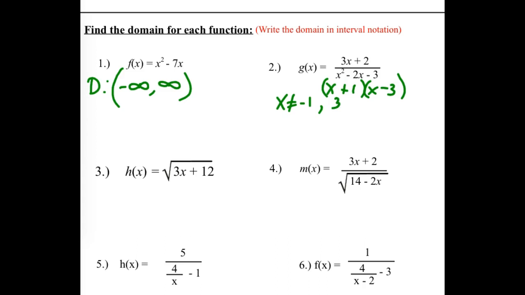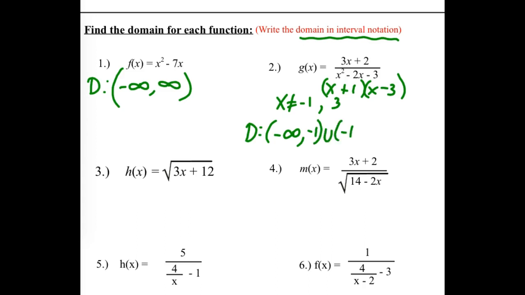And we want to always put our domain in interval notation. So we're going to pretend we're starting at the far end of our number line. We're just going to walk and we're going to jump over the things we can't have. So I'm going to start over here at negative infinity. And I'm going to walk towards what's my first jump? Negative 1. I have to skip over it. So I'm going to get to negative 1 and I'm going to jump over it.